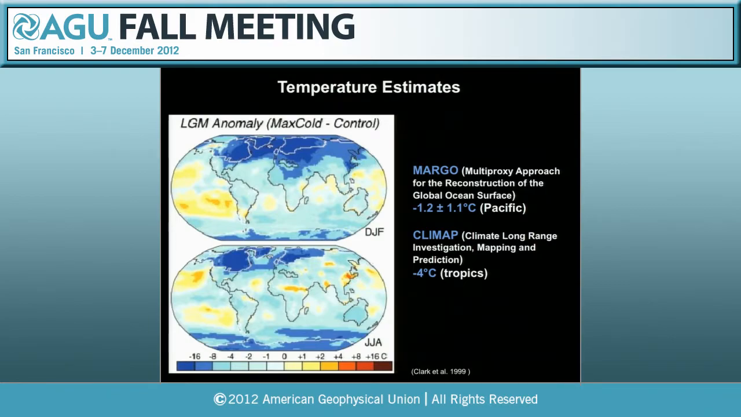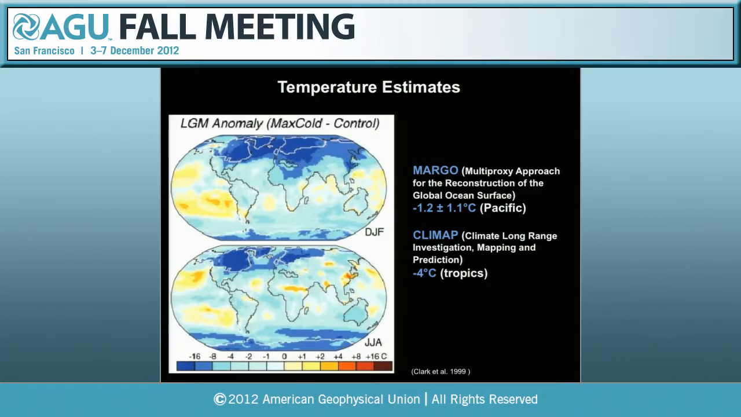And so here I'm showing a map of LGM temperature anomalies from Clark et al. And what we can see is a very strong range of temperature differences between the modern and the LGM all over the globe. We want to focus mostly on the tropics, because they are in a very interactive link between the southern and the northern hemisphere. And so there are two end member models in terms of the temperature differences between the modern and the LGM in the tropics.